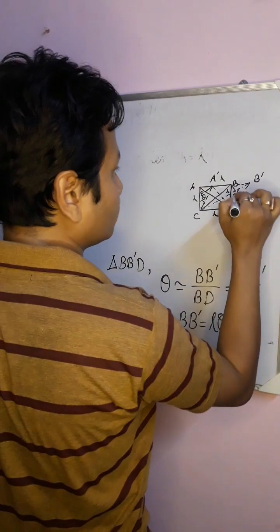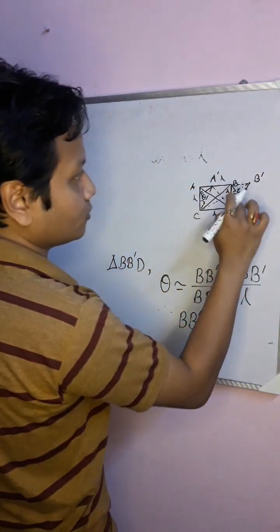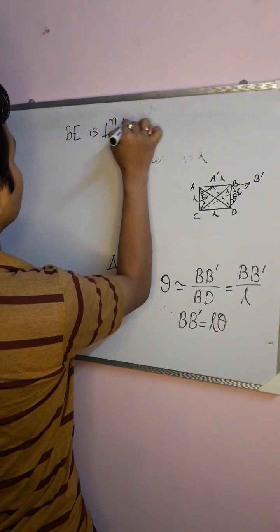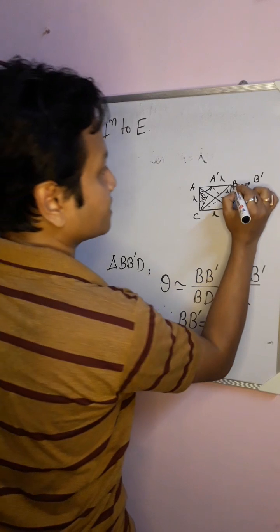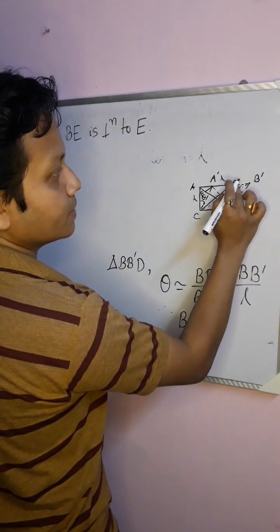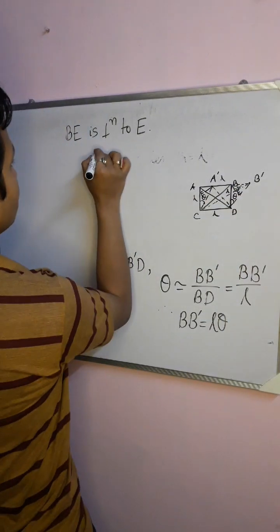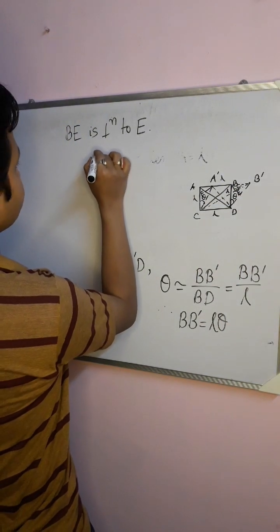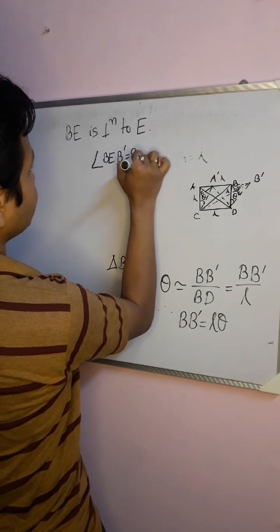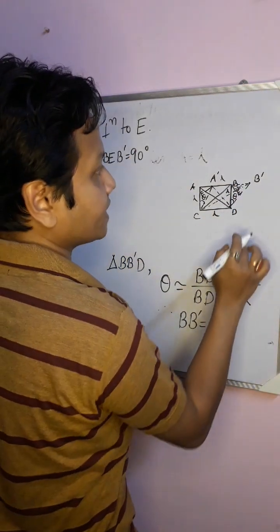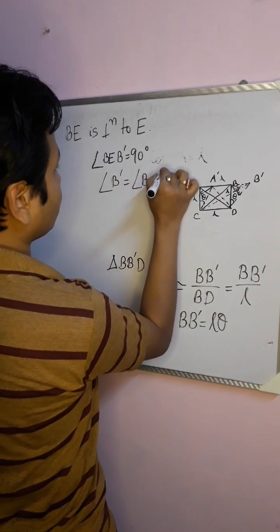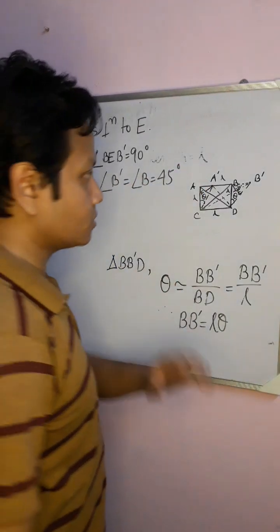Now we draw perpendicular. B dash E is perpendicular to E. That means this angle is 90 degrees and this is a right angle triangle. That means angle B and B dash both are 45 degrees. Since this is a right angle triangle, angle B dash and angle B both are 45 degrees, no doubt.